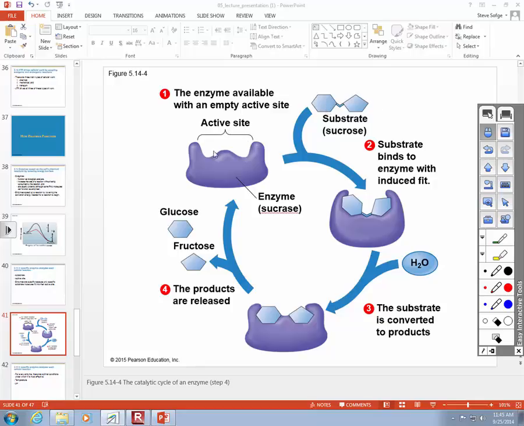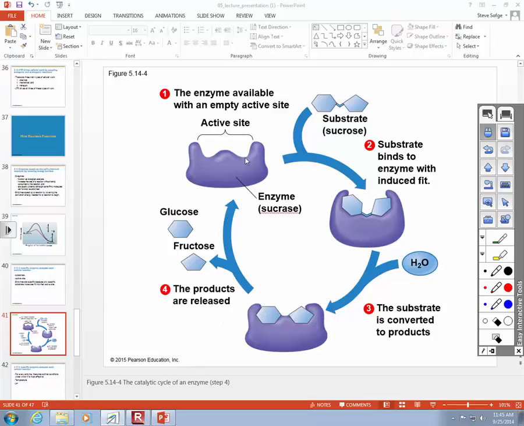But they certainly don't look like the active site of this number 1, the enzyme available with the empty active site. But once that substrate, sucrose, goes in there, then you get an induced fit model. It fits exactly. The enzyme changes shape. You got a perfect fit. And in this case, we're going to break sucrose into 2 units, the glucose molecule and the fructose molecule. You actually break it down. So that's a degradative reaction. So we end up getting both products, the glucose and the fructose, coming out of that.